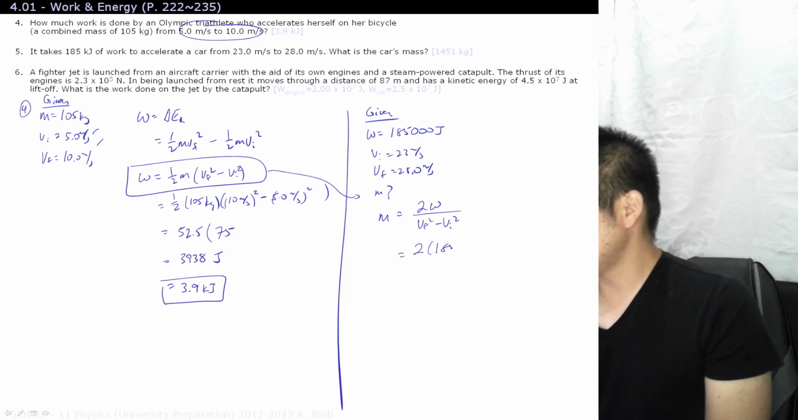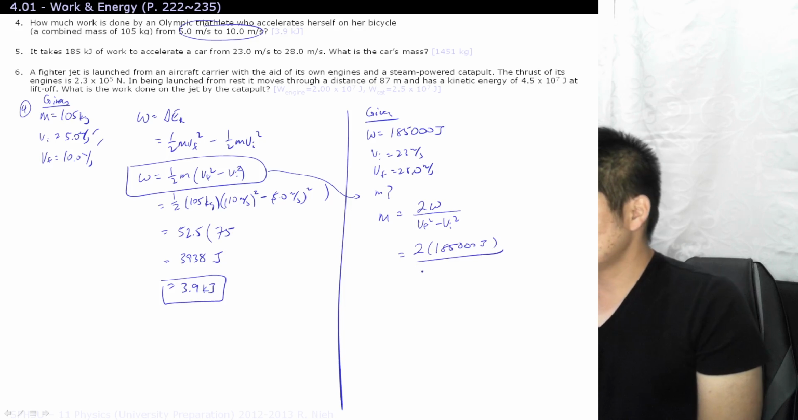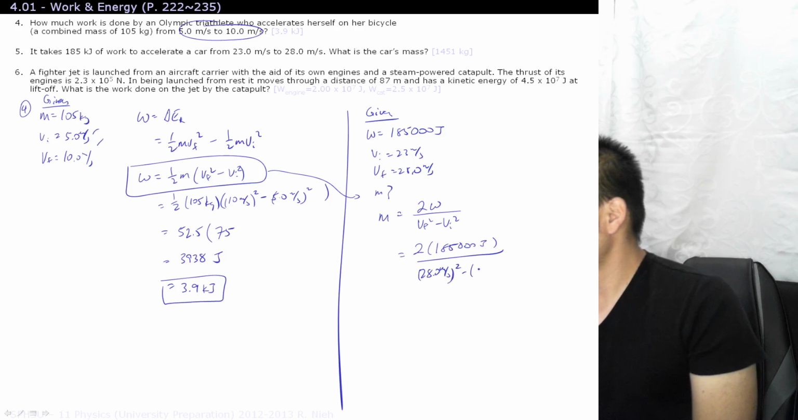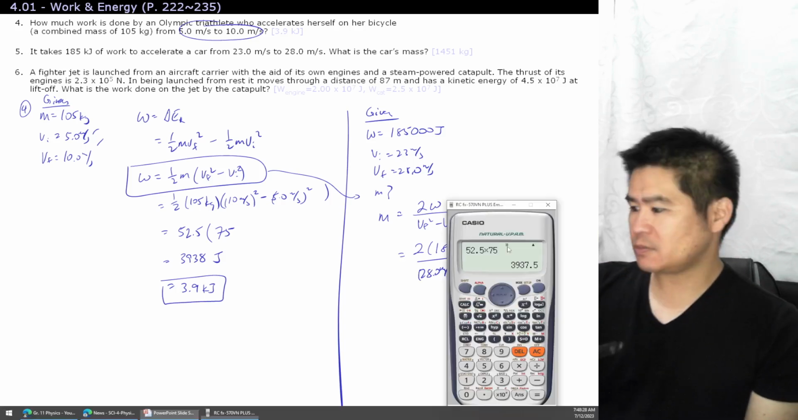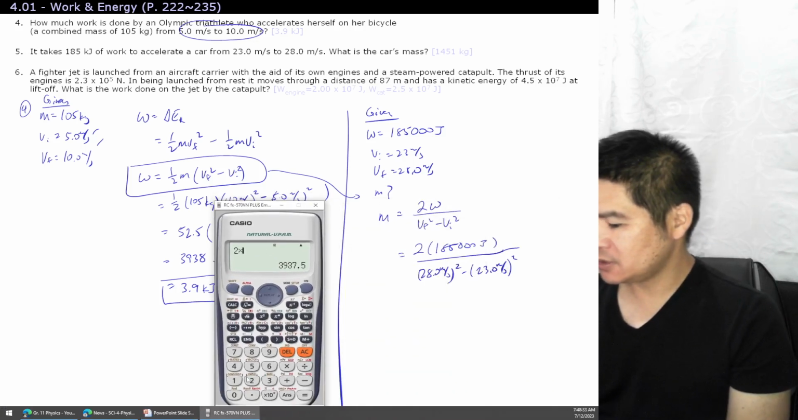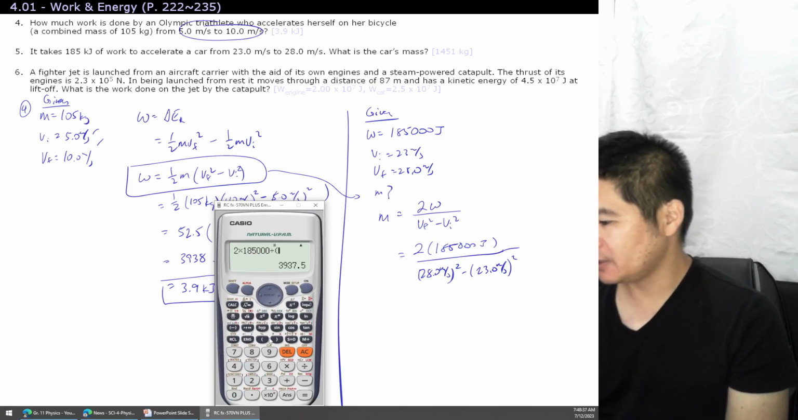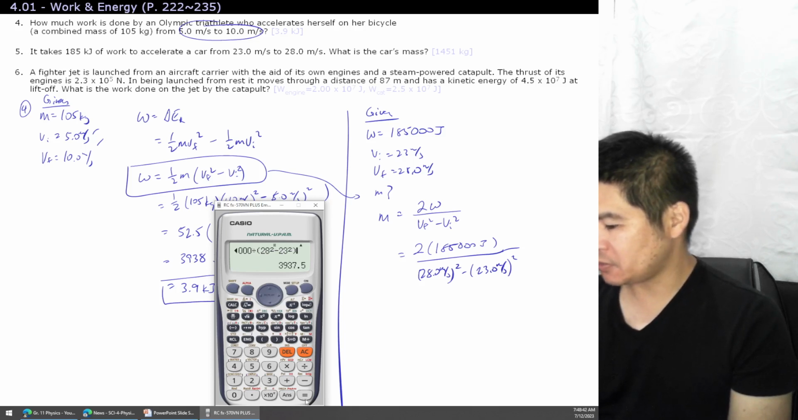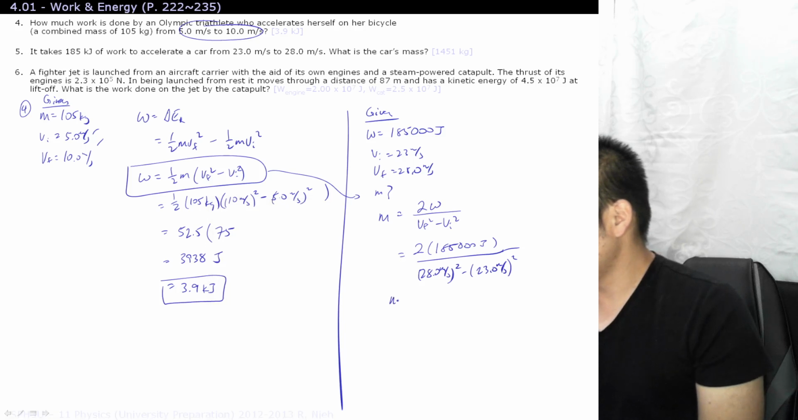So 2 times 185,000 joules over 28.0 meters per second squared minus 23.0 meters per second squared. Just remember in your calculator to put in brackets where necessary. So 2 times 185,000 divided by, and you'll want to open bracket for your denominator, because you're doing 28 squared minus 23 squared, close bracket. And then that'll tell you the curb weight.